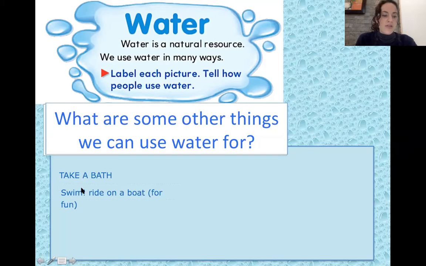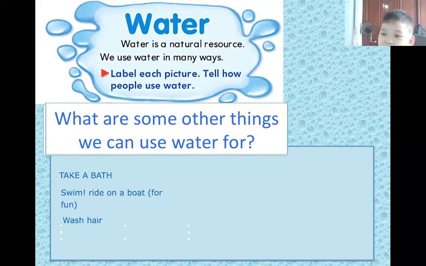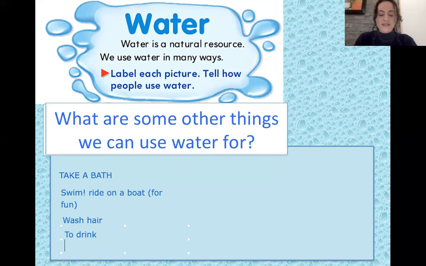Can we think of another one? What's something we use water for not at home? What do people use water for? George, what else do we use water for? To drink. What else? What do people use water for outside? To water. What do you need to give water to? To plant. Yeah, to water plants. And on farms, that's called agriculture.